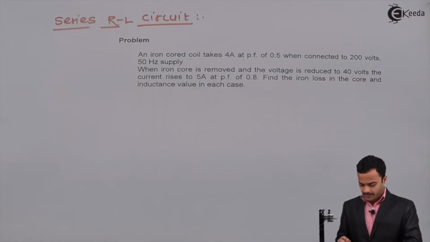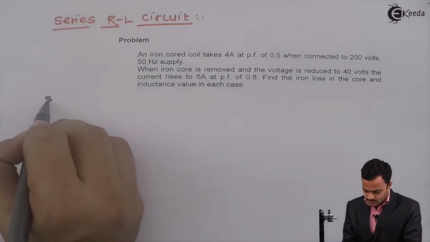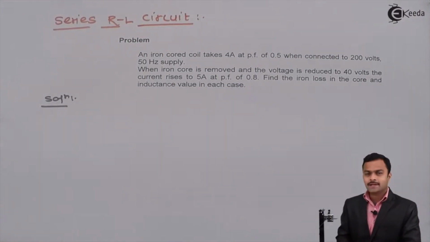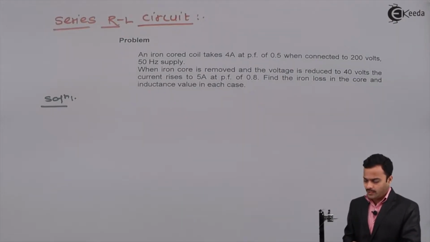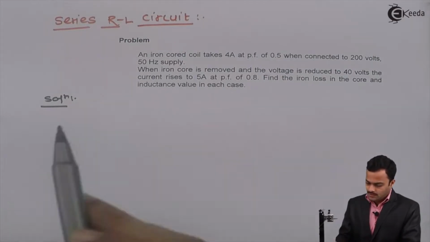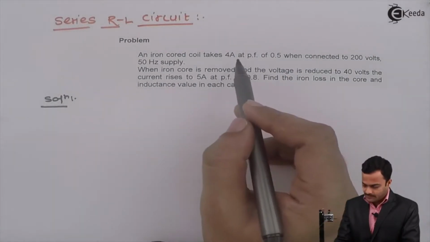So understand the problem carefully. Iron core coil is given. That means there will be a core which is responsible for some loss, and loss in AC circuit is responsible because of resistance only. So basically we have to find out what is the resistance which is responsible for creation of iron loss. Before that, let's write the things that are given.